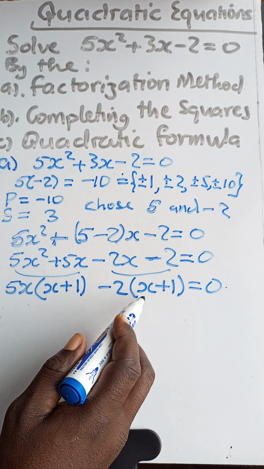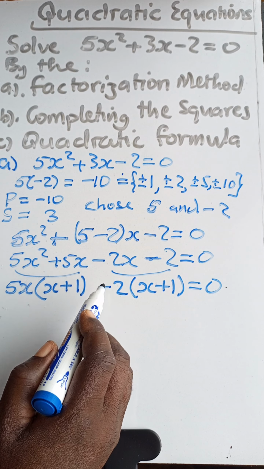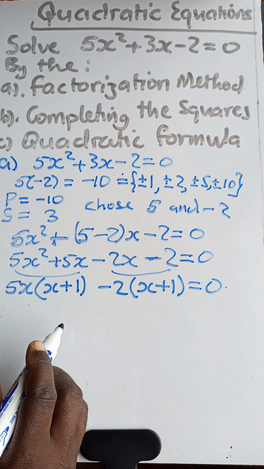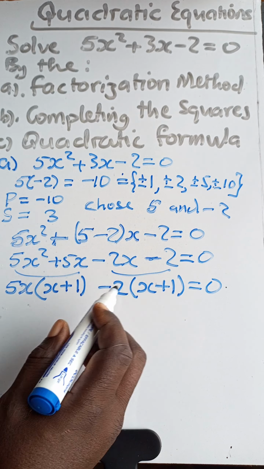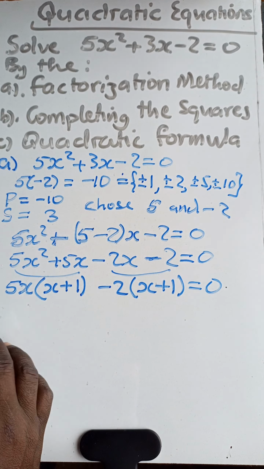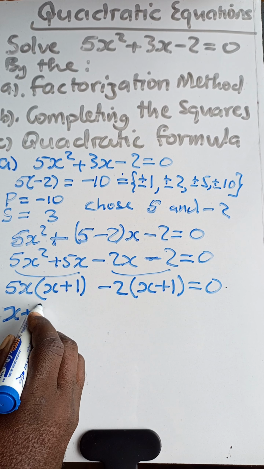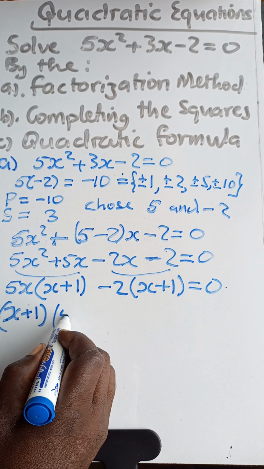Let us open out this bracket and see if we get back up there. Negative 2 times x is negative 2x. Negative 2 times positive 1 is negative 2. So this factorization also is correct. Now at this level, we'll find x plus 1 common. So the factorization process continues. We have x plus 1 common. When we remove x plus 1 from here, we're left with 5x.